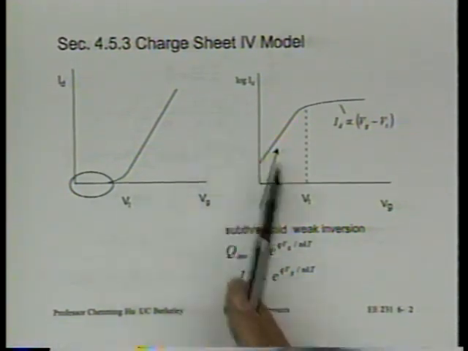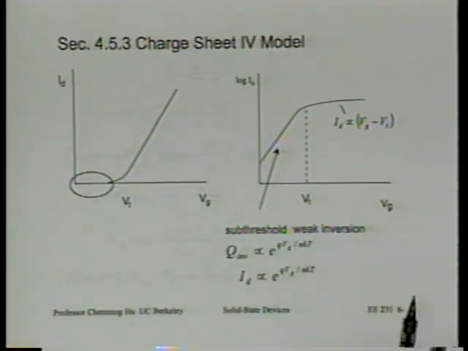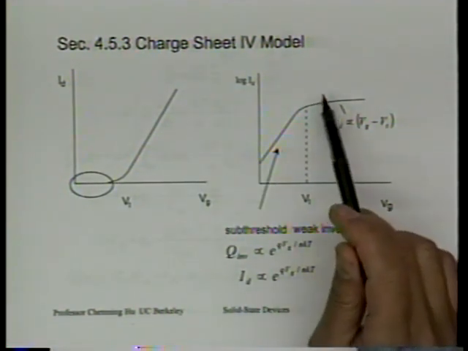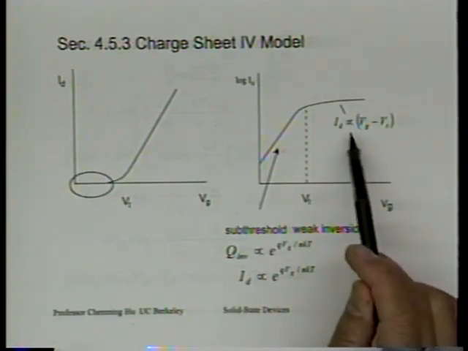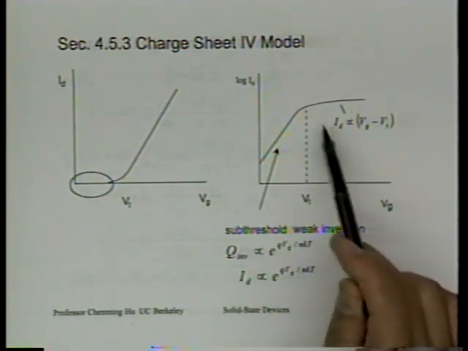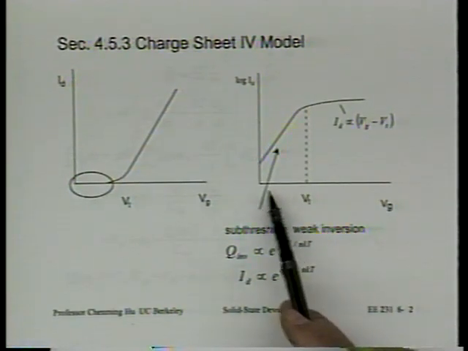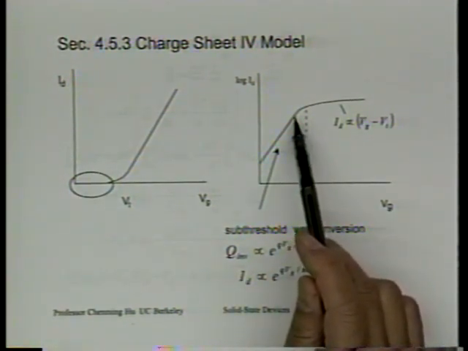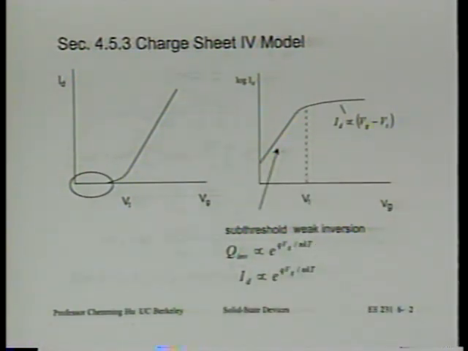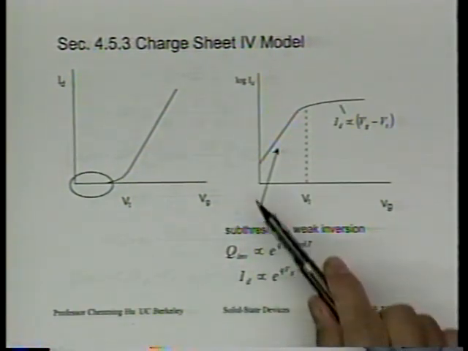If we plot log ID versus Vg, then this is what we see. That is, there is a region where ID is proportional to Vg minus Vt, shown here, when Vg is larger than Vt. When Vg is smaller than Vt, current varies with Vg in an exponential manner, so it's a straight line.